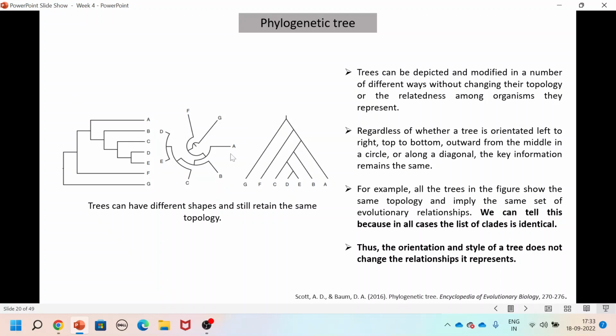In these three figures, because in all the cases the list of the clades is identical, the orientation and the style of the tree does not change the relationship it represents. So the relationship represented by a phylogenetic tree does not depend upon the orientation or the style of a tree. You can use any kind of orientation or any style, but the important point is that the list of the clades should remain identical in all the cases. It should not change in any of the cases.